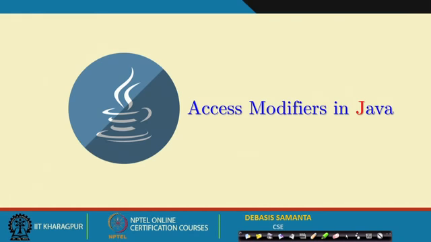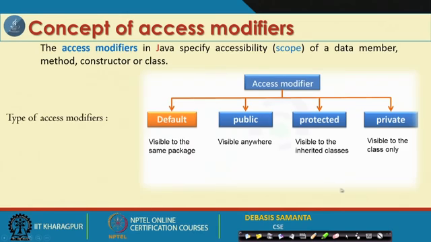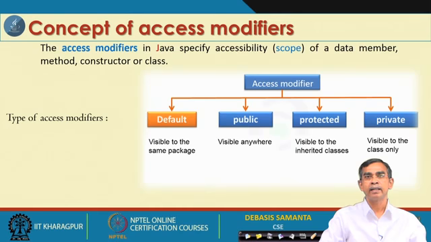So, for this the Java developers have coined a number of modifiers. They are called access modifiers. In these lectures we will try to understand the different access modifiers and their usage. So far as access modifiers are concerned, there are 4 types. They are called default, public, protected and private.